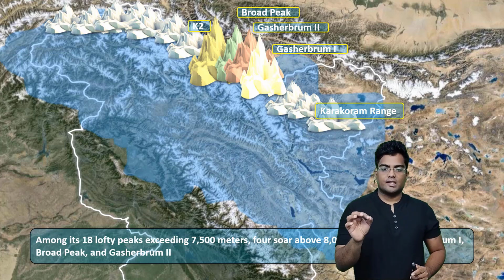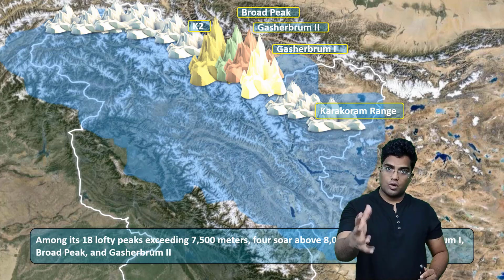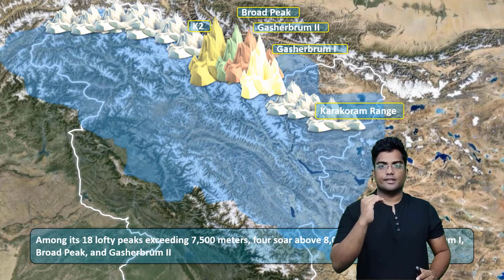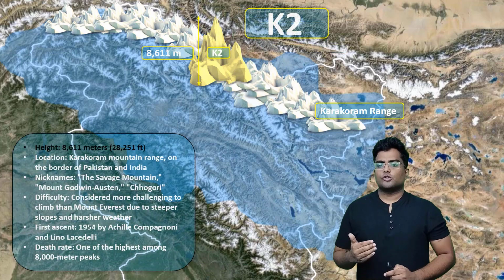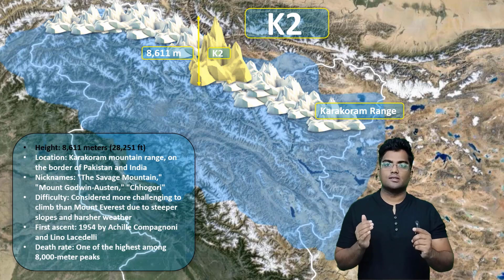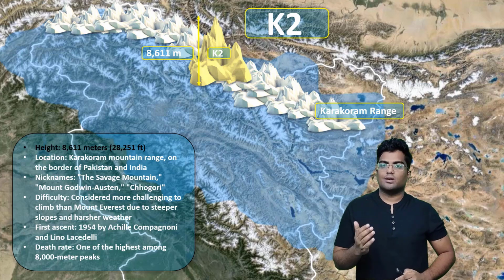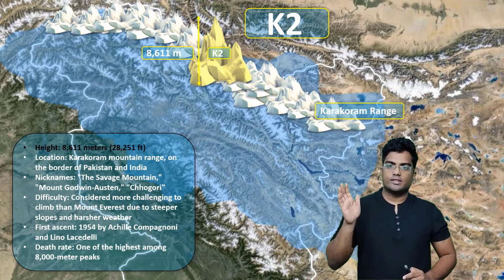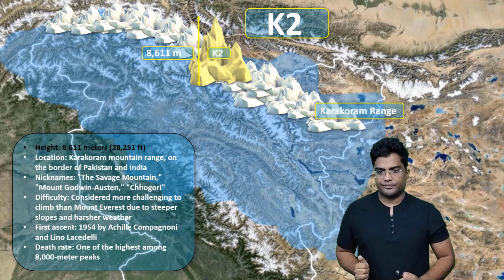Essentially, K2 is the tallest one here. The tallest one in the entire world is Mount Everest. The second tallest is K2, right? So what's so special about K2? Now, K2 we have to discuss in detail. This is because K2 is mentioned in NCERT. K2 is also the second highest mountain.